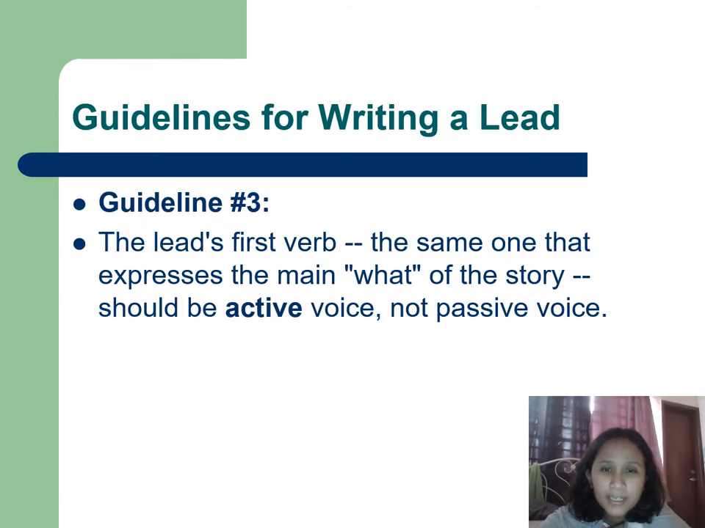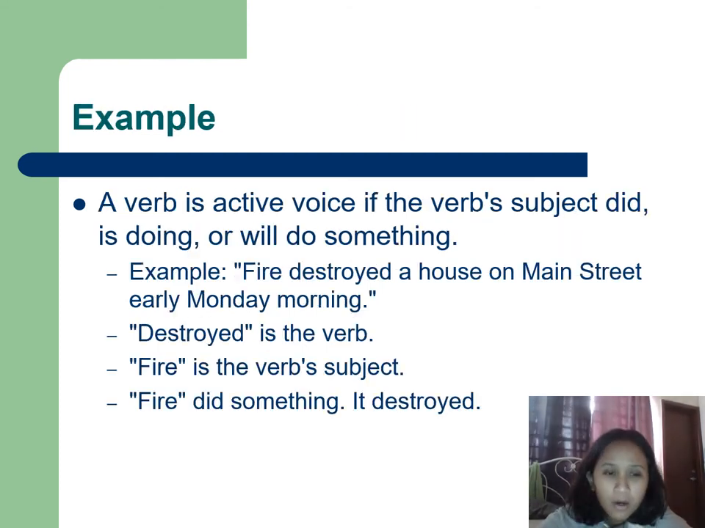Okay, guideline number 3: it should be an active voice, not passive. Okay, active voice, not passive. Active yes, passive no. A verb is in active voice if the verb's subject did, is doing, or will do something. So for example, fire destroyed a house on Main Street early Monday morning. Destroyed is the main verb. Fire is the verb's subject. Fire did something. It destroyed. So I must explain it very carefully.